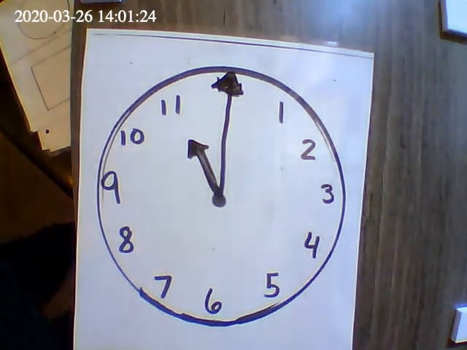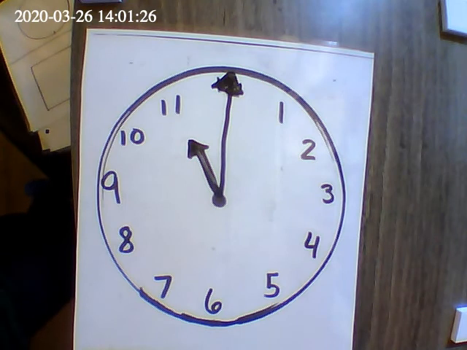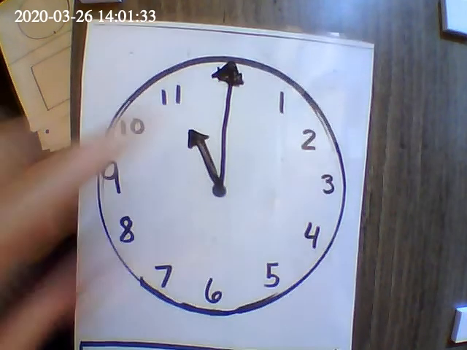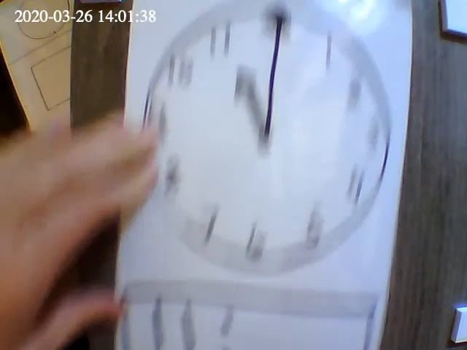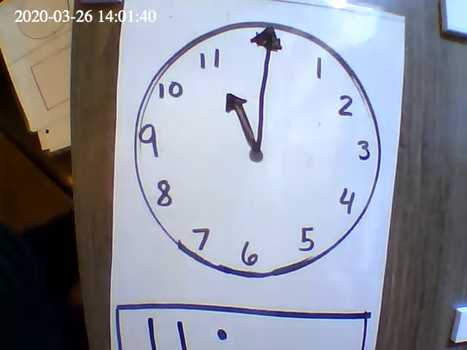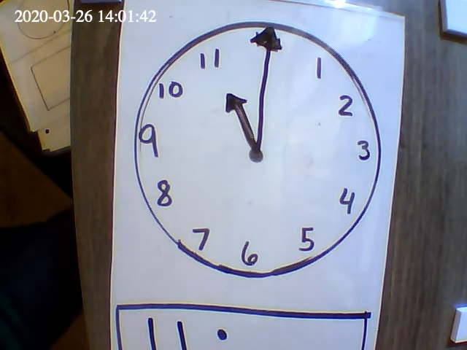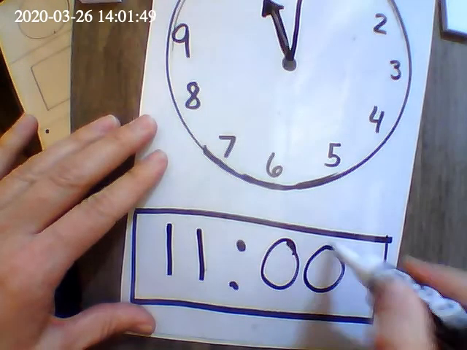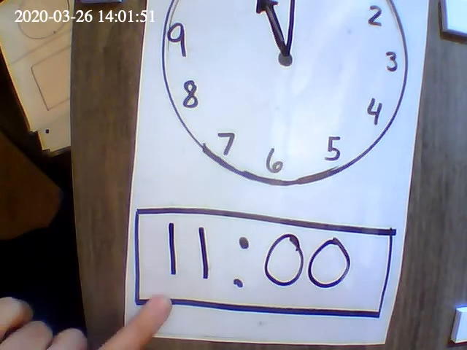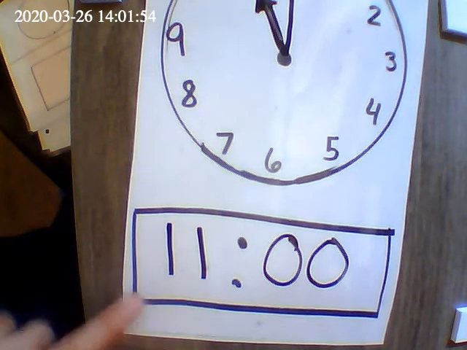Then we're going to move on to our clock. So we always start with the smaller hand first, and the smaller one is the hour. So with the hour, we're pointing at the 11. So in the hour spot, we're writing 11. And then the longer one is the minutes. And when the longer one points to the 12, what do we write? 00. And then the time says 11 o'clock.